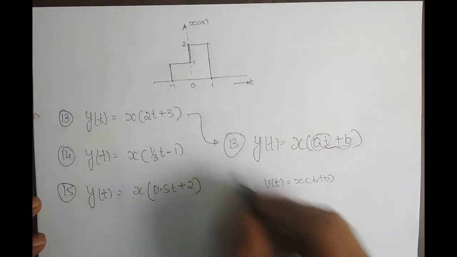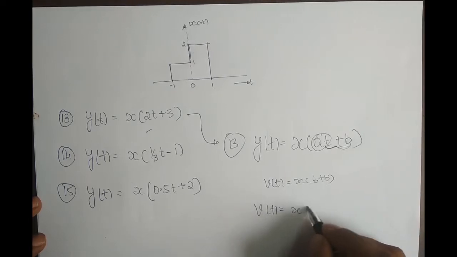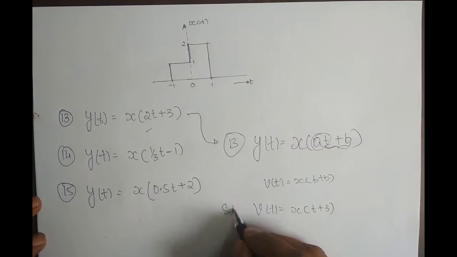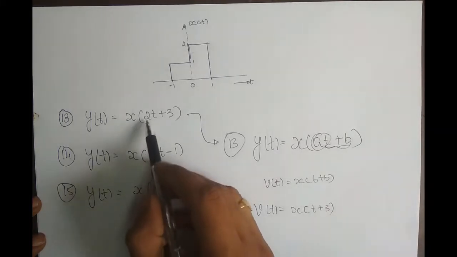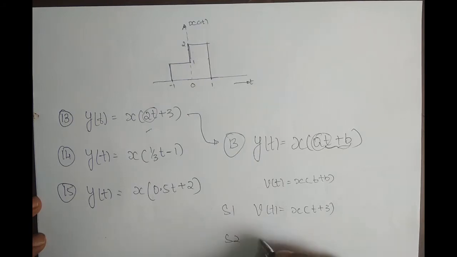In our case, what is v of t? v of t is equal to x of t plus 3. Now this is step 1. What is step 2? In step 2, I have to time scale the intermediate signal, which is 2t, so v of 2t. First I have to get v of t, and then we have to get v of 2t. So we will do that.